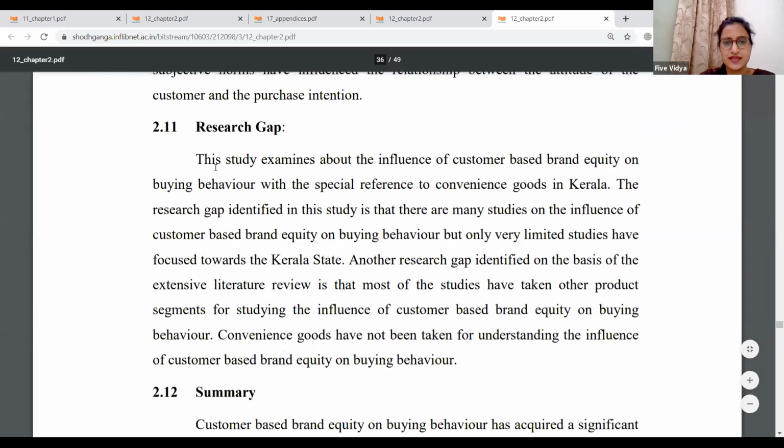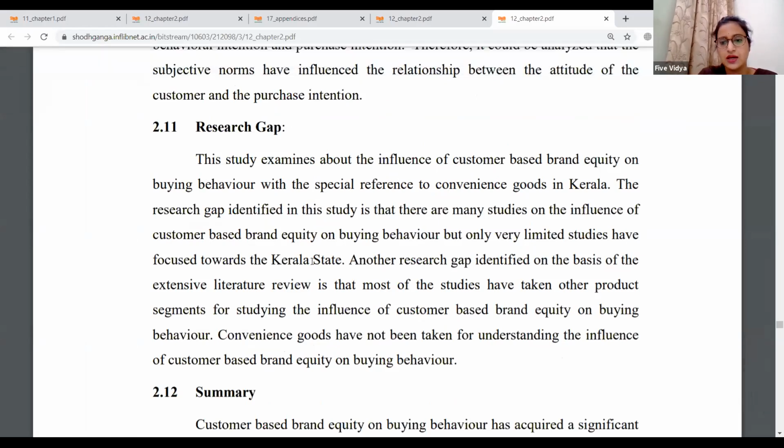This says that this study examines the influence of customer-based brand equity on buying behavior with special reference to convenience goods in Kerala. The research gap identified in this study is that there are many studies on the influence of customer-based brand equity on buying behavior, but only very limited studies have focused on the Kerala state. So this gap which I mentioned is a population gap. None of the earlier studies on buying behavior have focused on Kerala.